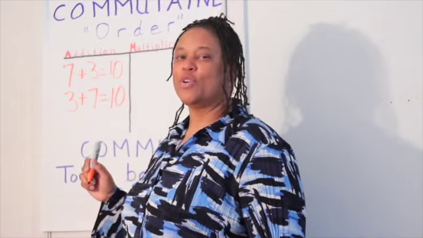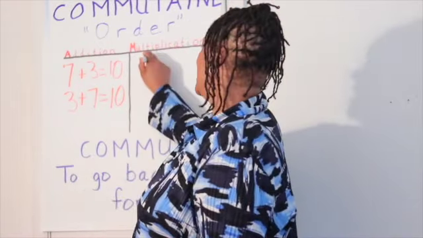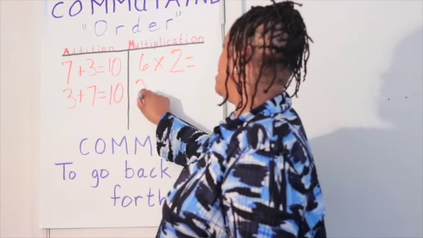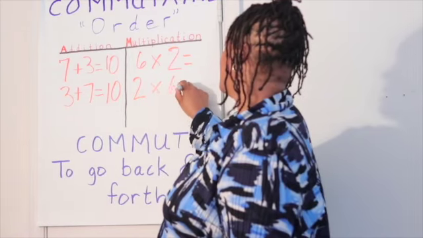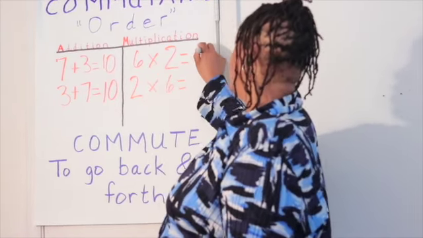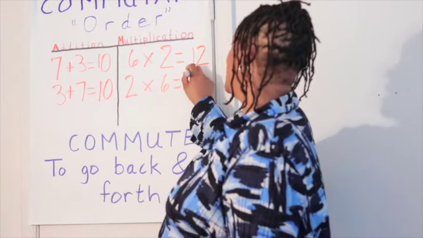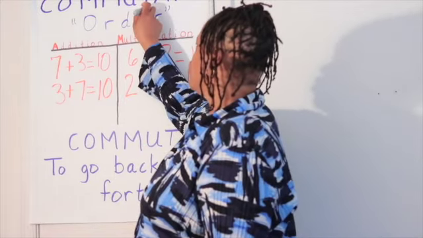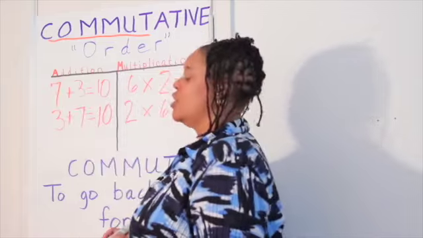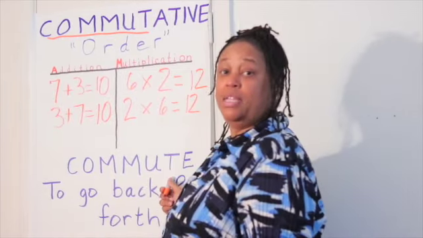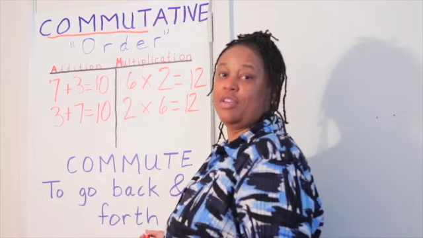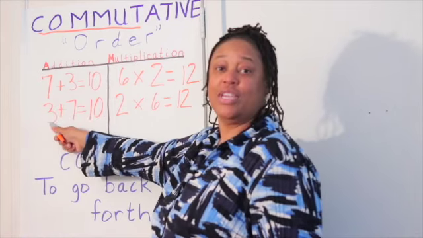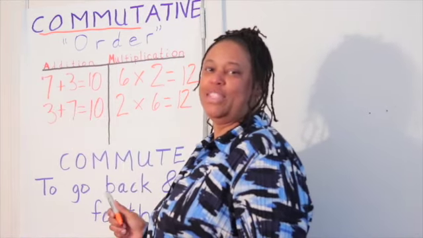Let's see if the same thing works for multiplication. 6 times 2 should equal the same as 2 times 6. 6 times 2 is 12, and 2 times 6 is also 12. So, as you can tell, there is a root word in the word commutative, commute, which means simply to go back and forth. So we started with 7, added 3, and in this one we started with 3 and added 7. And we came up with the same numbers.